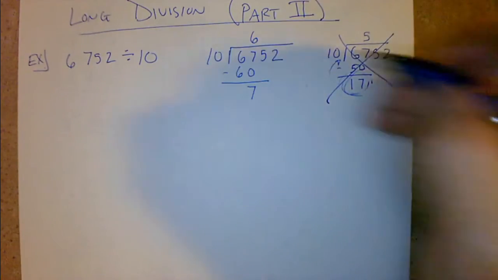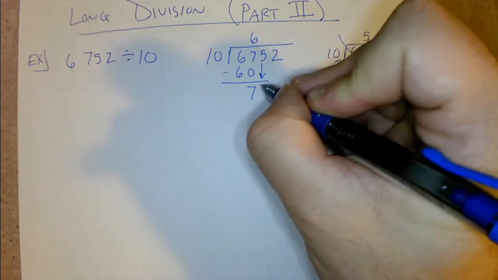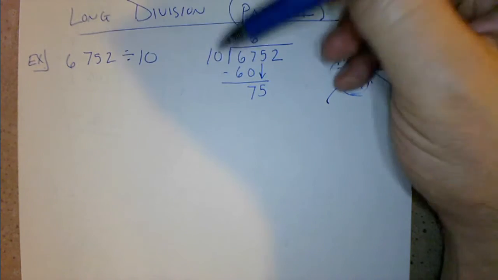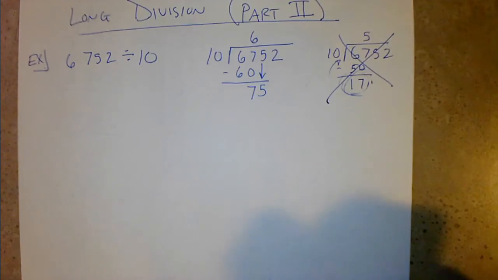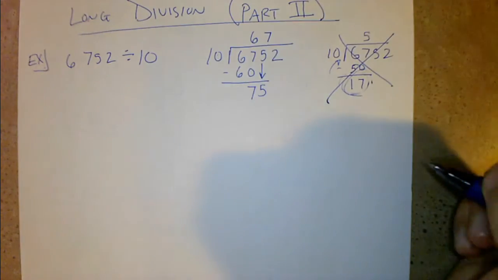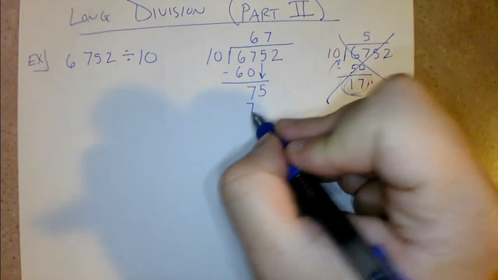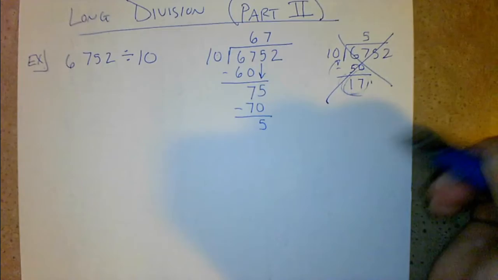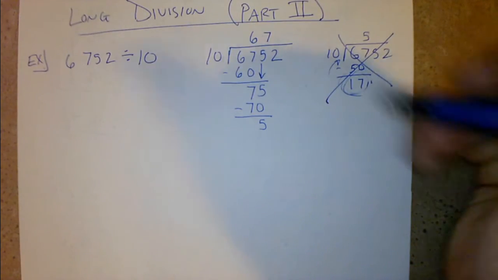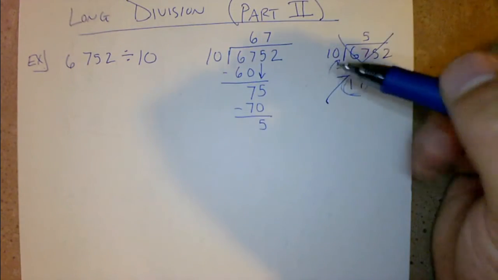Now, what we do in long division is I take this 5 and I bring it down, and then I ask, how many times does 10 go into 75? 7 times. Because 7 times 10 is 70, I subtract these two numbers, I get 5. 5 is smaller than 10, so that's all good.